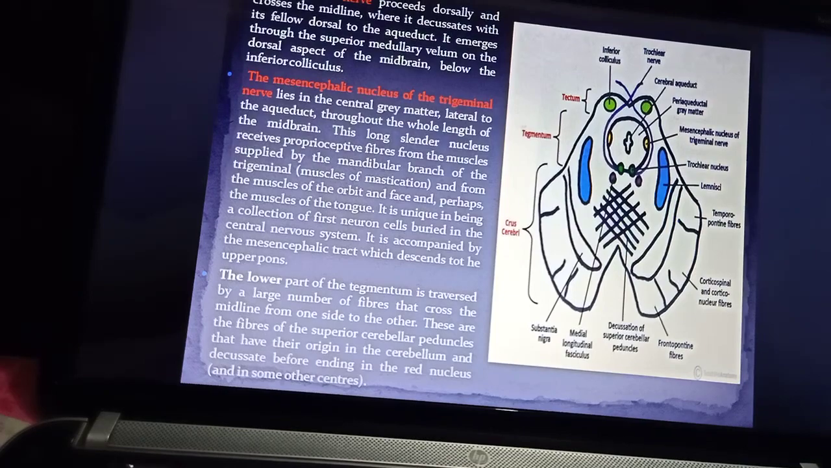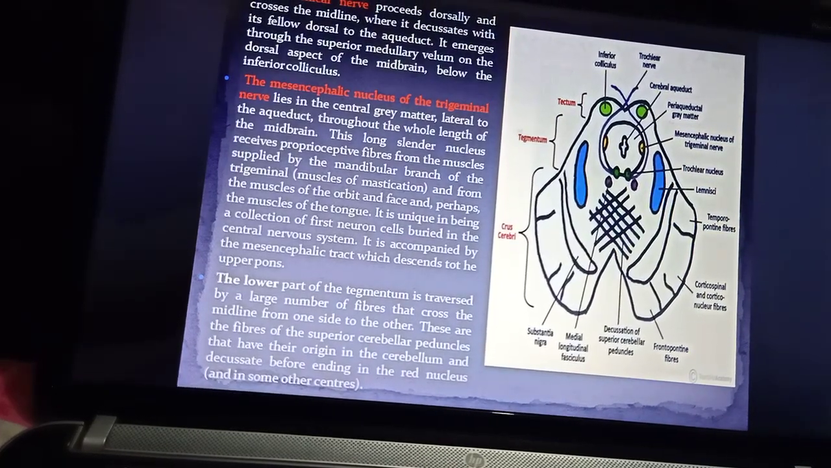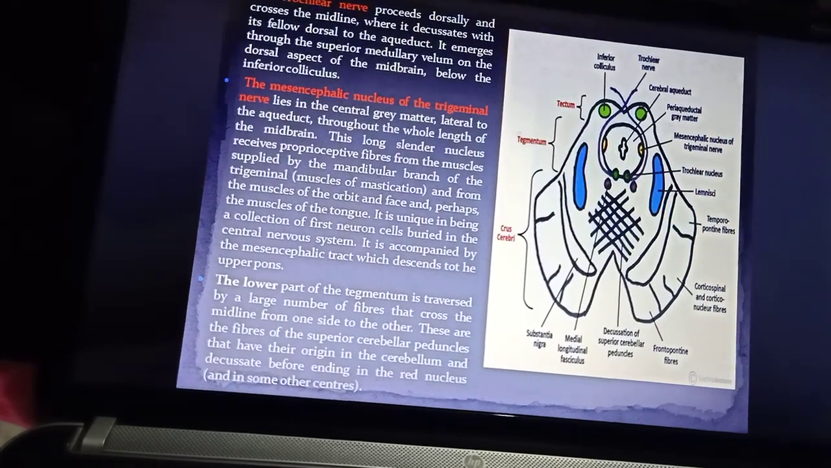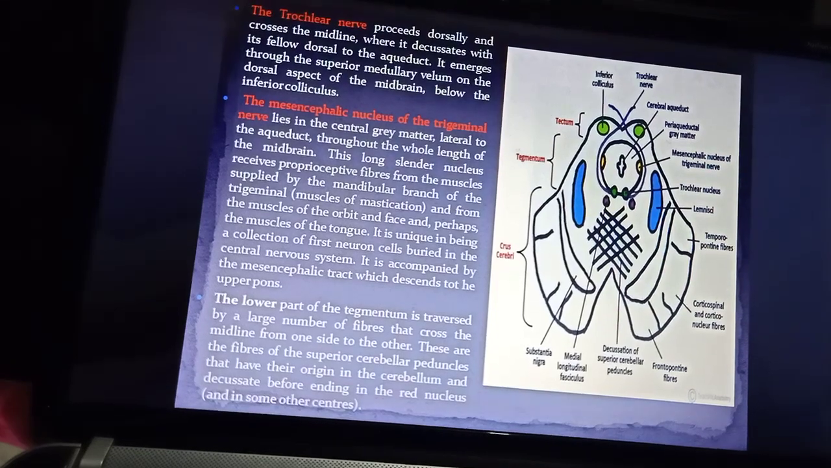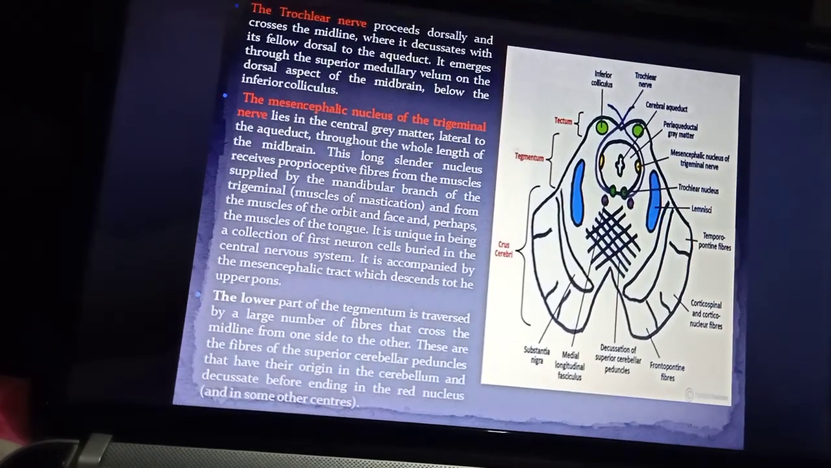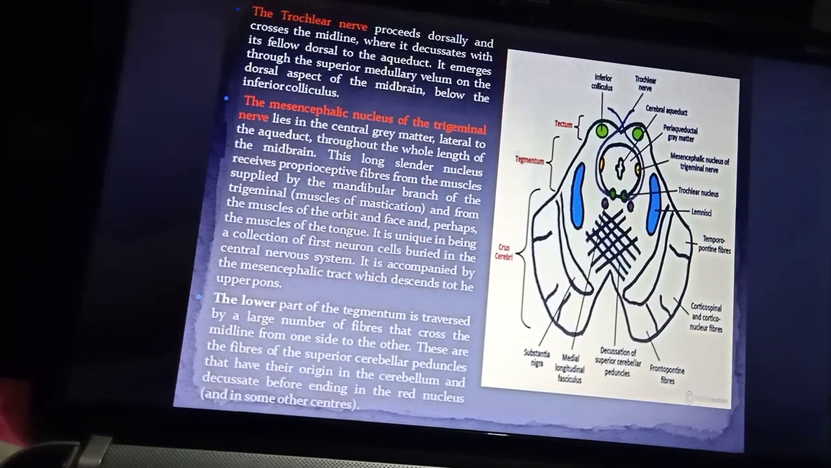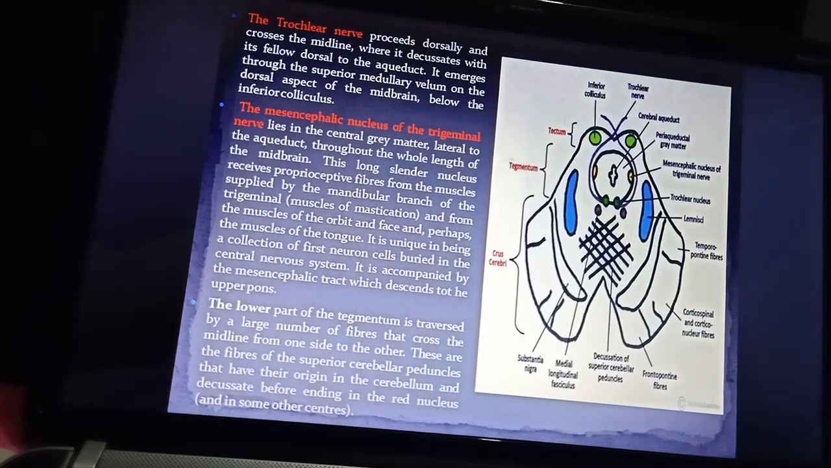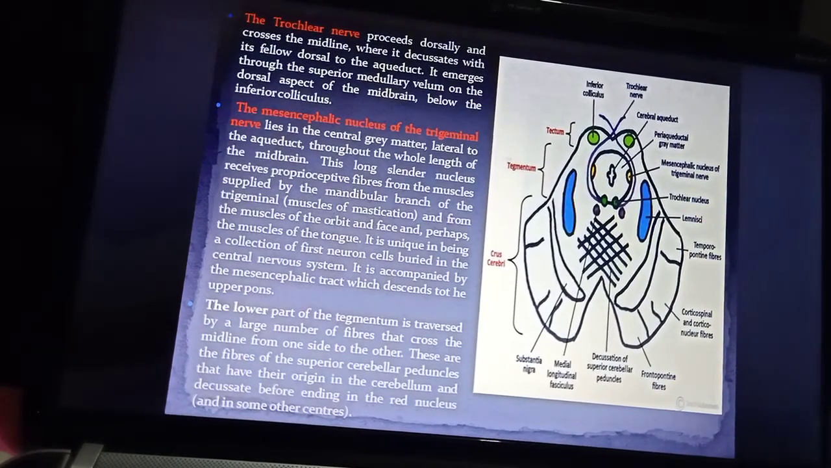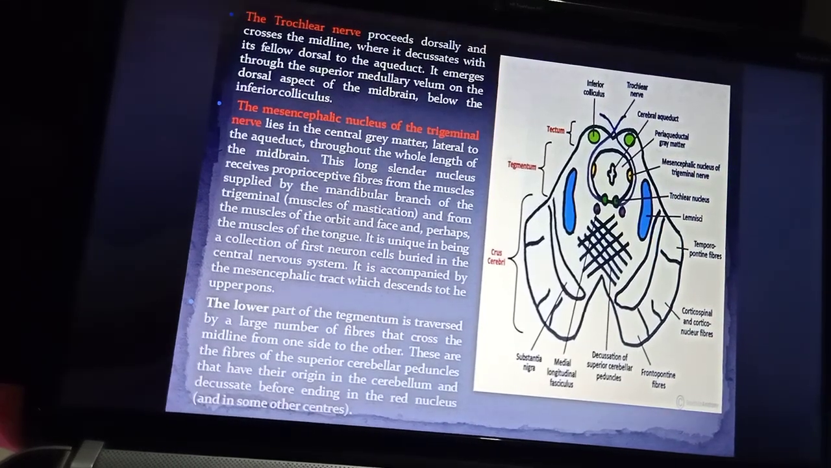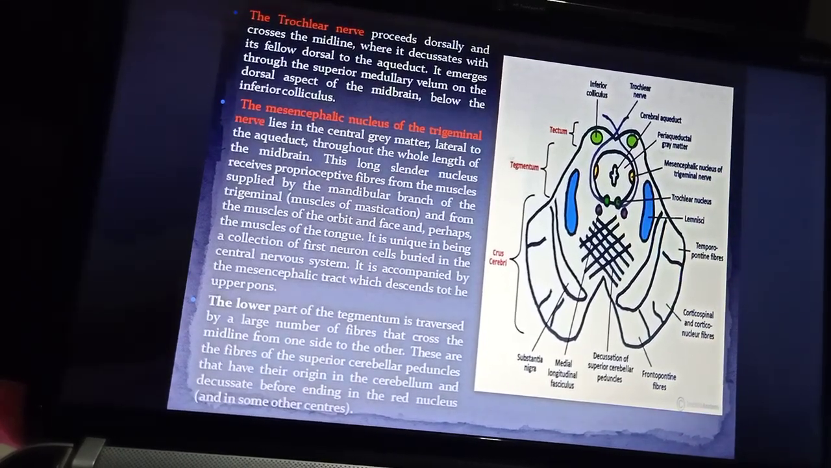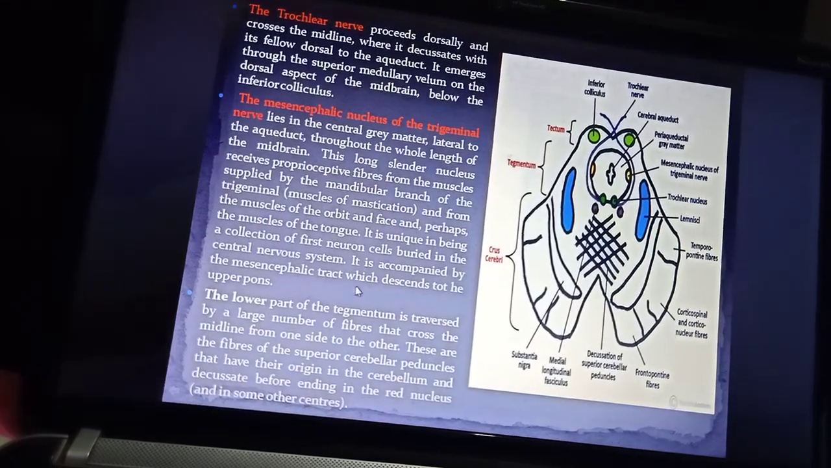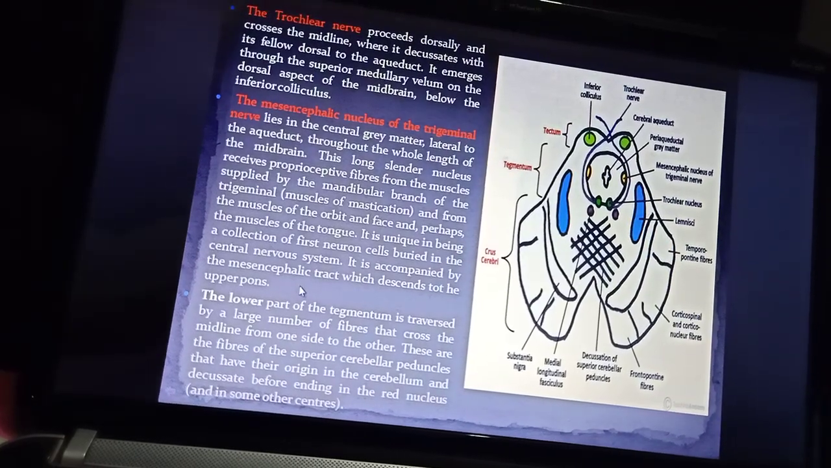It is unique in being a collection of first order neurons buried in the central nervous system. First order sensory neurons have a body, a peripheral process and a central process. The bodies of the sensory neurons lie outside the brain, but this mesencephalic nucleus is the exception. Its first order neurons are buried inside the brainstem. This nucleus is accompanied by the mesencephalic tract, which descends to the upper pons.